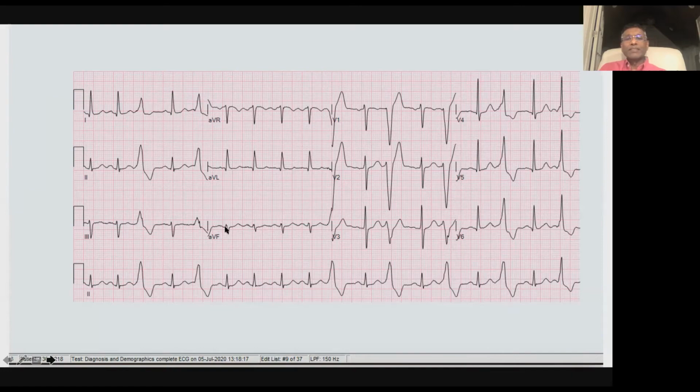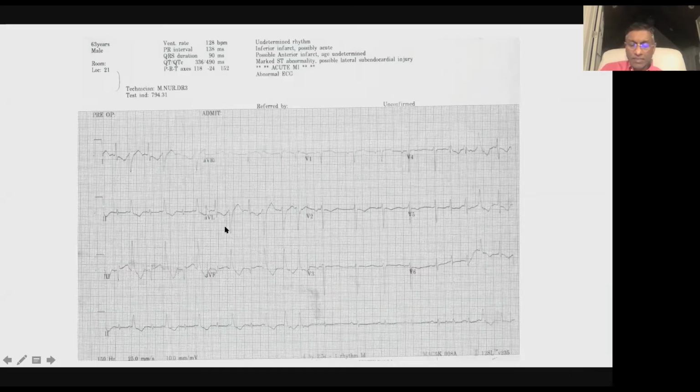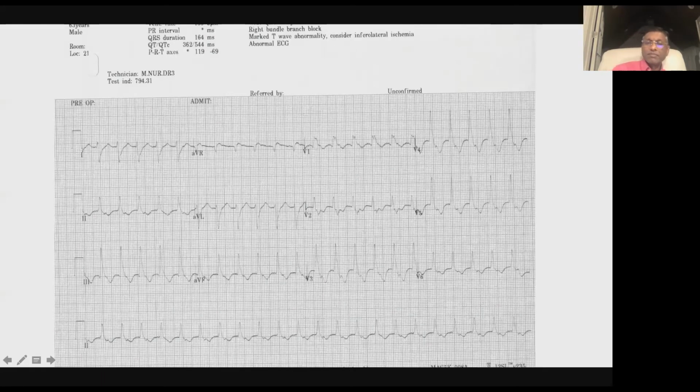All right, let's take another volunteer. And I'm going to show you, let's see. Okay, here's a good one. A 53-year-old presents with some chest discomfort earlier in the evening, and he comes in to the ER with this tracing.